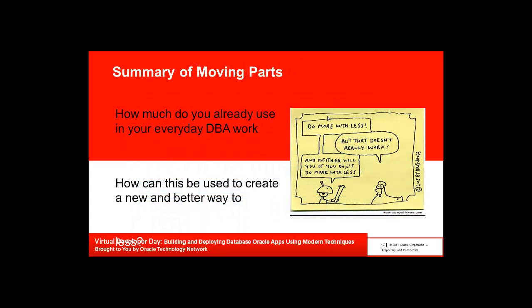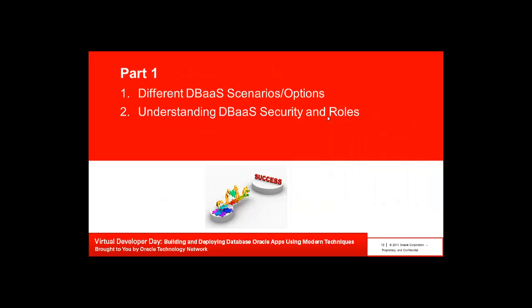The summary of the moving parts is, again, we're doing a lot more with less. We have less resources to allocate towards tasks. And the question is how much of this are you already doing in your day-to-day life, but you're doing it in a very manual way. Part 1, we're going to go through the different DBaaS scenarios and options, and 2, understanding database as a service security and roles.